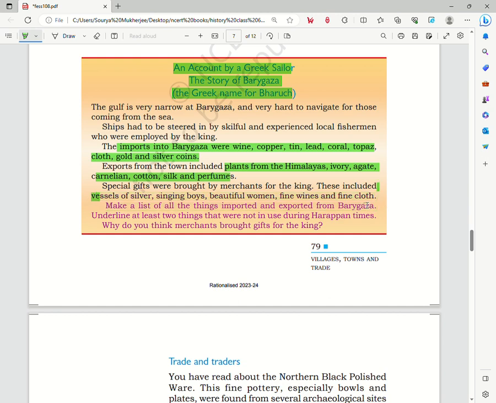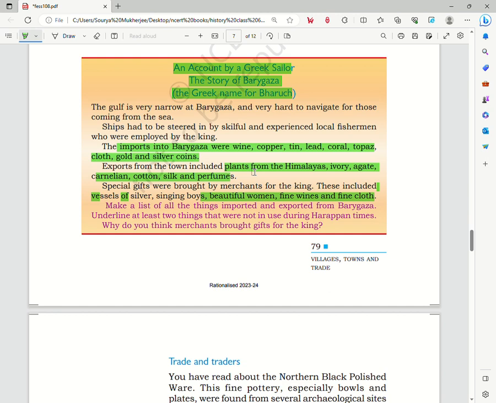So we see the different kinds of trade that took place in the city of Barigaza. The imports included wine, copper, tin, all these things, and gold and silver coin. And from Barigaza we see different plants from the Himalayas, including medicinal plants, ivory, cotton garments, silks and perfumes, carnelian beads. All these were exported from the town of Barigaza.